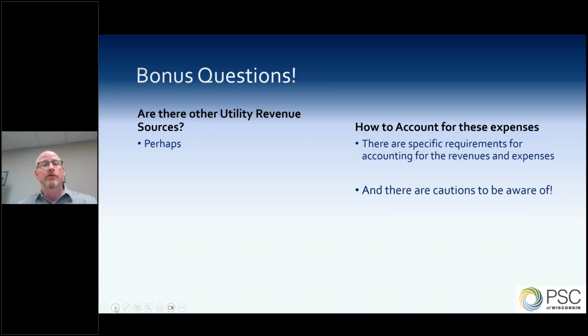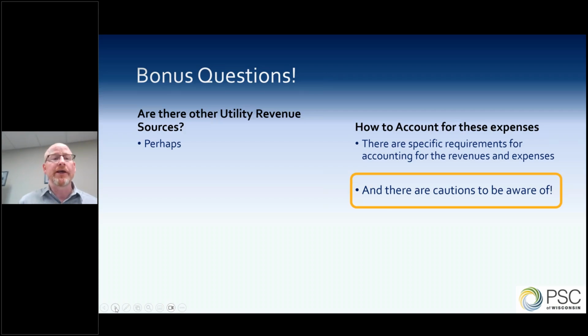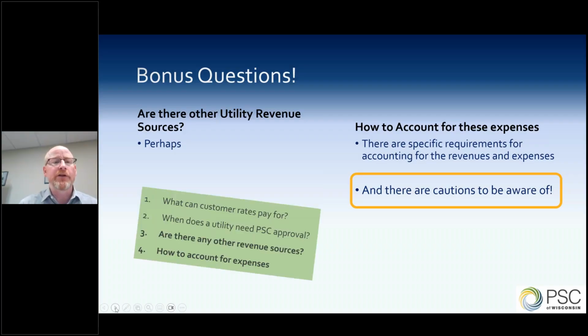Okay, so to explain this and set the stage a little bit for Kathy to talk about the accounting side of this, it's good to consider this from the perspective of how utilities develop their rates and how things are put in terms of the accounting perspective.